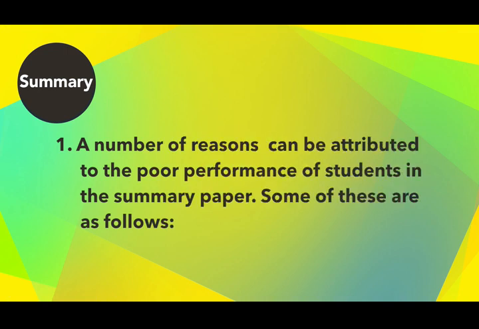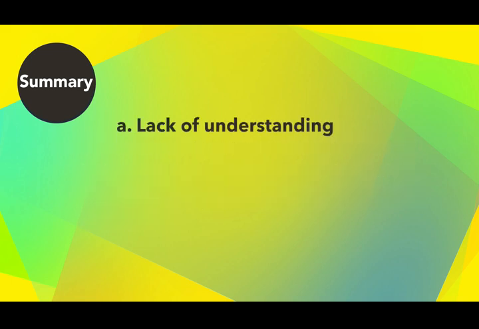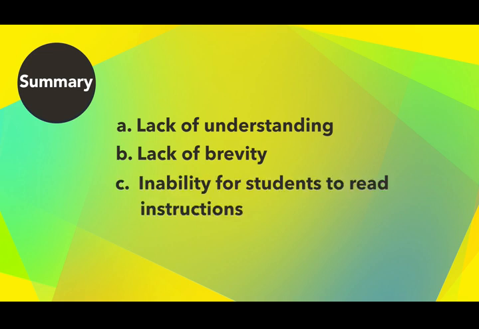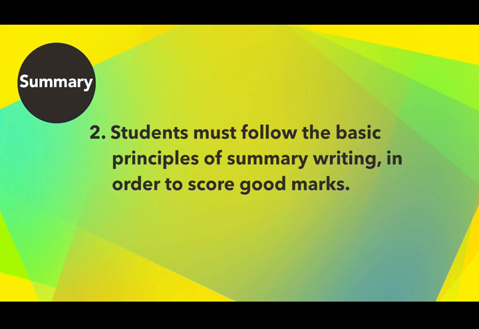Now, to recap what we've done in this lesson. In this lesson, we have learned that 1. A number of reasons can be attributed to the poor performance of students in the summary paper. Some of these are as follows. A. Lack of understanding. B. Lack of brevity. C. Inability of students to obey instructions. D. Grammatical errors. 2. Students must follow the basic principles of summary writing in order to score good marks.